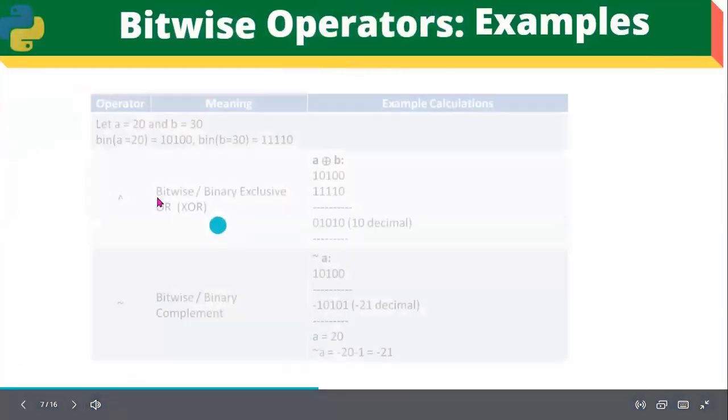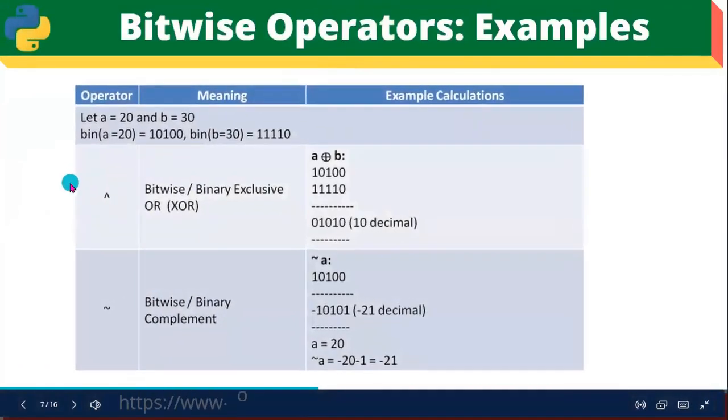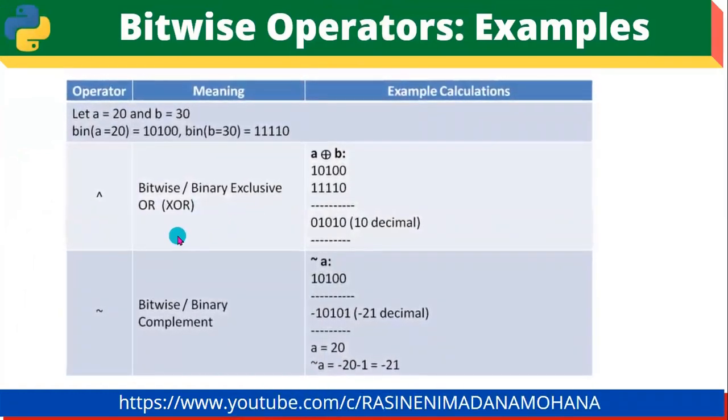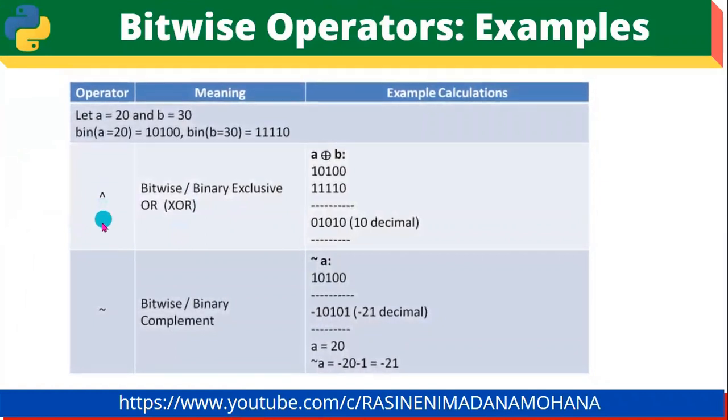Next, you can see the exclusive OR operator for the same values. Bitwise or binary exclusive OR is denoted with the cap symbol. In mathematics, this can be written using the plus-within-a-circle symbol, the exclusive OR symbol. In Python, you have to use the cap only. Now the same values: A equal to 20, binary 10100, and B equal to 30, binary 11110.